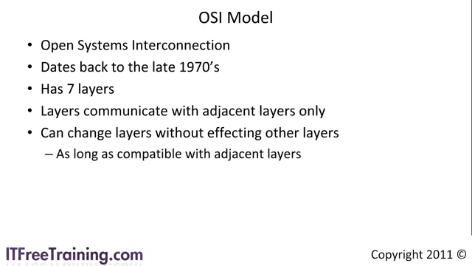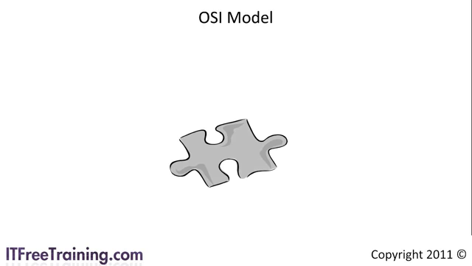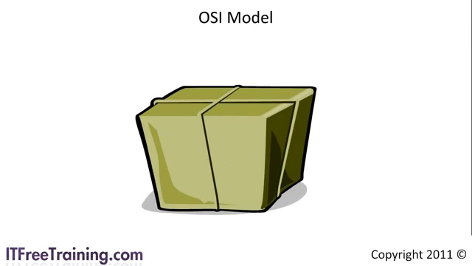To understand the OSI model better, consider a manufacturing plant. Imagine the first step in the manufacturing plant is to make a part. The next step, put a protective coating on the part. After this, the part is put in a box. The box then has a shipping label placed on it.